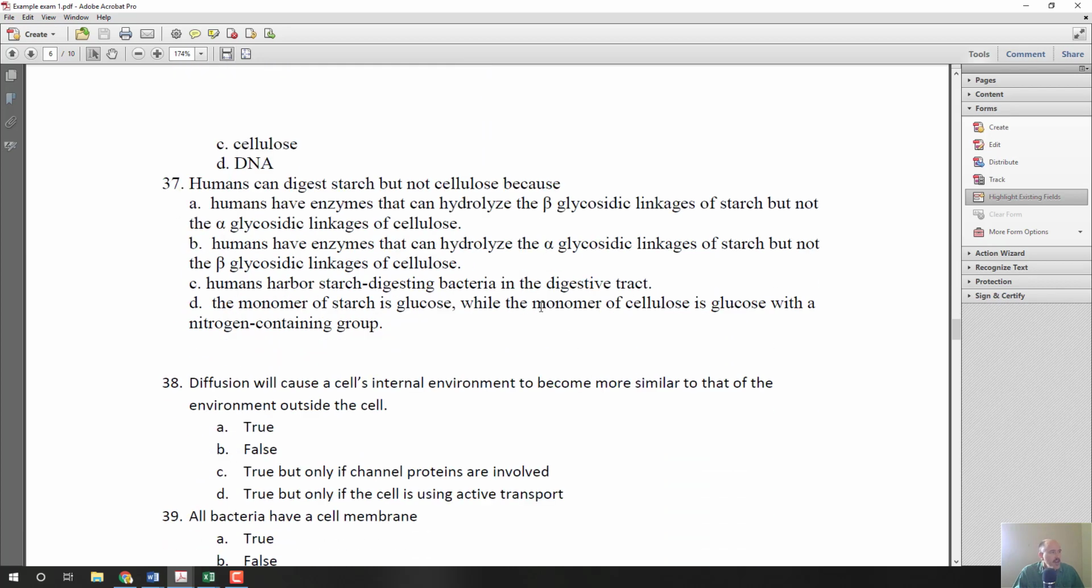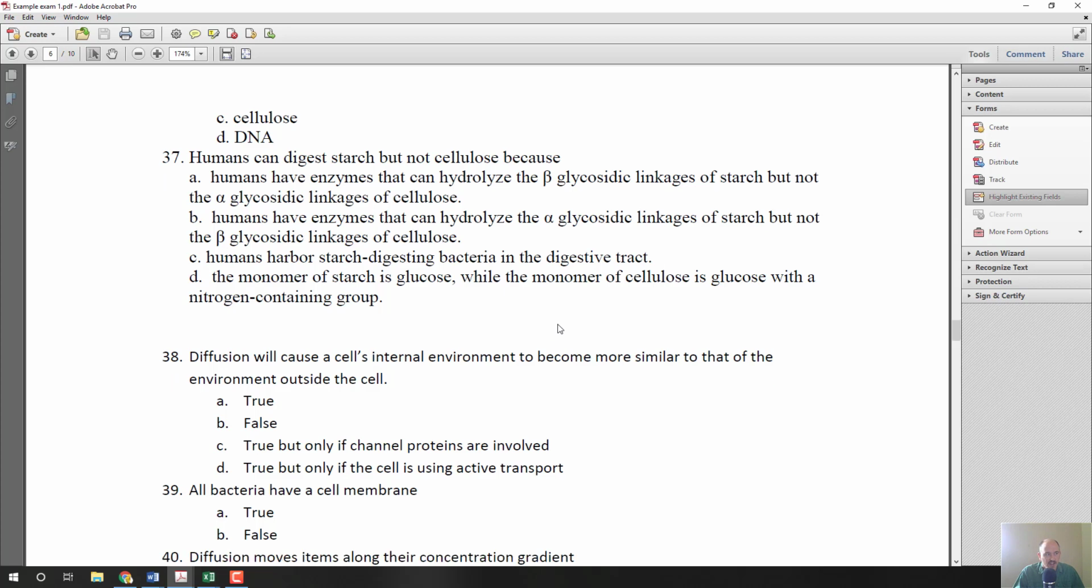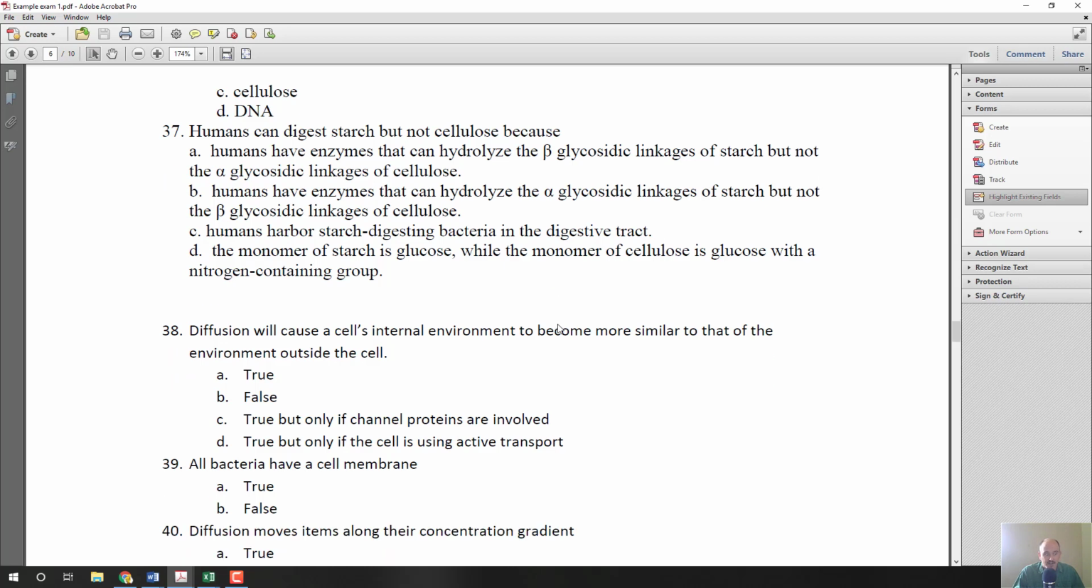Number 37. Humans can digest starch but not cellulose. Why? The correct answer is B. Humans have the enzymes that can hydrolyze or break the alpha linkages of starch, but not the beta linkages of cellulose. So understanding that there's a difference in the structure between those two glucoses means there's a change in the properties of their polymers. In this case, cellulose, means we can't digest it.